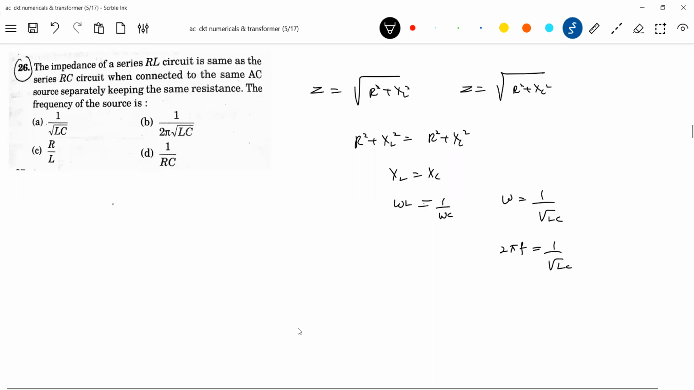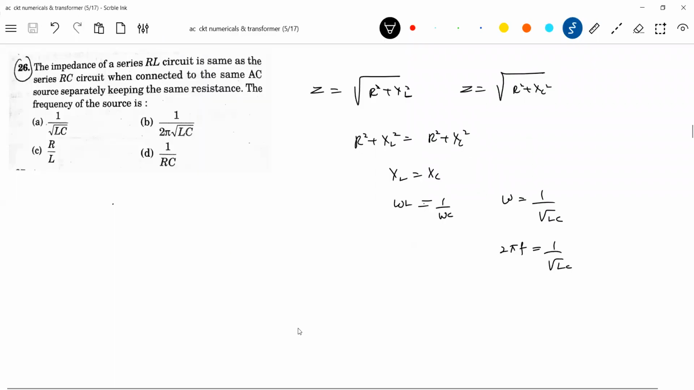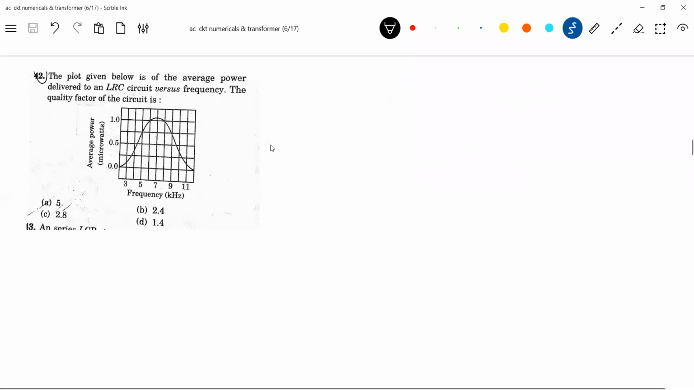In objective questions, nothing else is there. No need to do any diagrams, nothing. Just the basic formulas. It should be XL, and this is XC. Look at this, some good question.